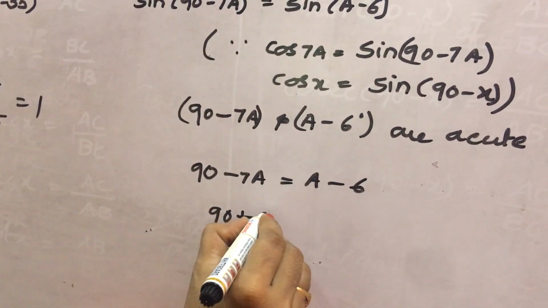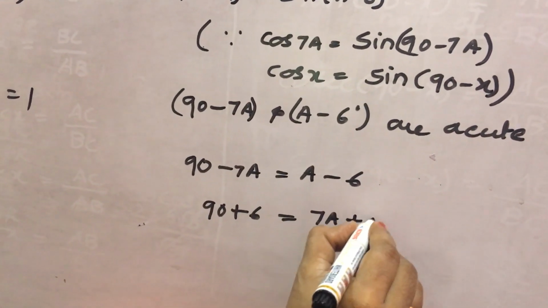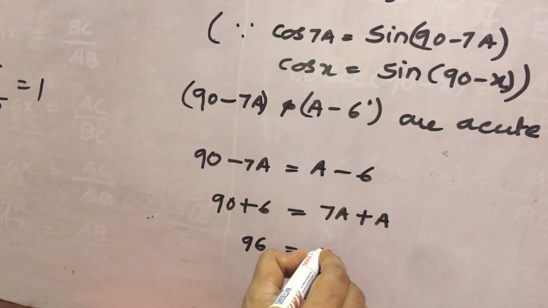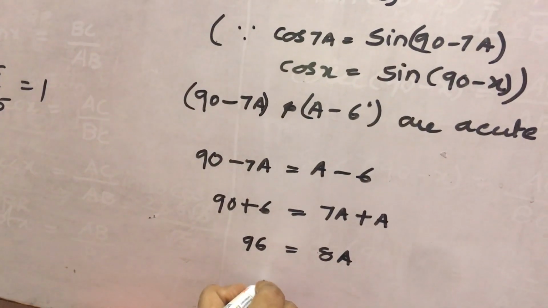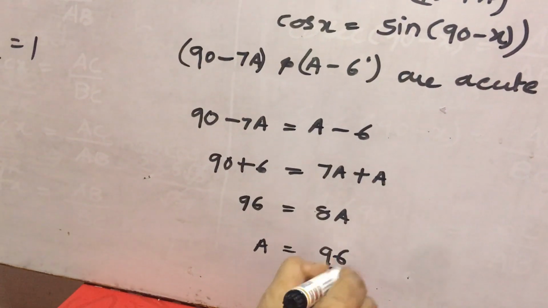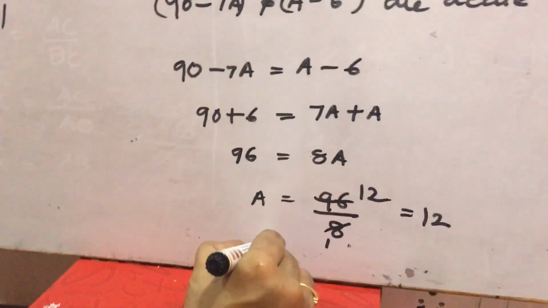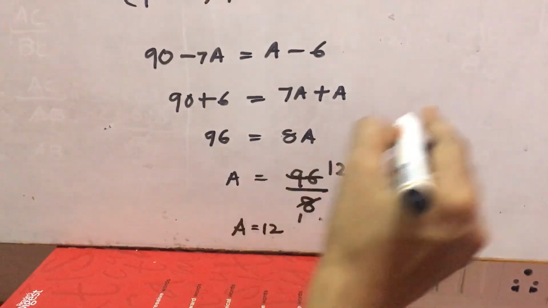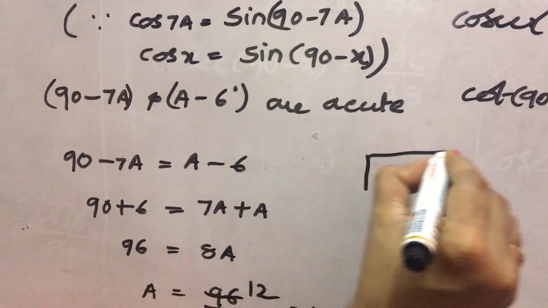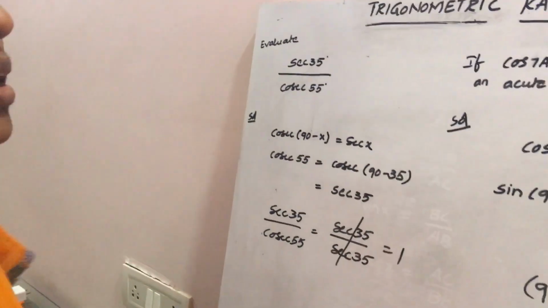If you take minus 6 this side, it will become plus 6. If you take 7A that side, it will become plus 7A. 90 plus 6 is equal to 96. 7A plus A is equal to 8A. A is equal to 96 by 8. 8 1s are 8, 8 2s are 16. A is equal to 12. A is equal to 12 degrees. What is the value of A? 12 degrees. In this way, by using the complementary functions, we can evaluate the problems.